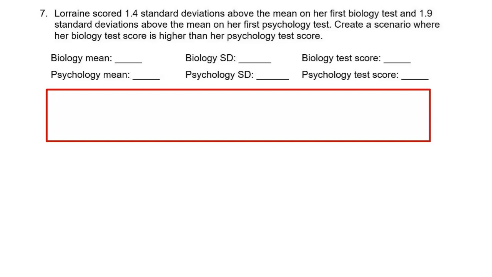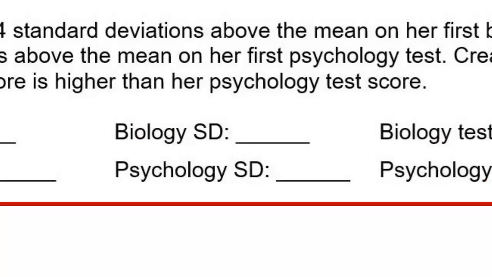So if I want to make this easy on myself, I'm going to pick my standard deviation first. What strikes you as some easy to divide by numbers? 10 certainly seems like a very easy to divide by number. If I'm dividing by 10, what would my numerator have to be if I want the answer to come out to be 1.4? It would have to be 14. All right, so let's go ahead and stick 10 in the biology standard deviation.